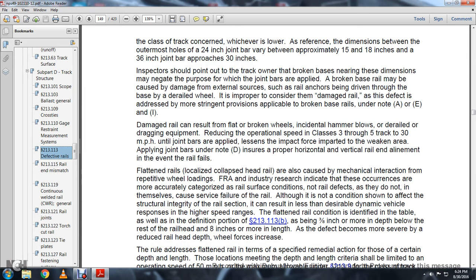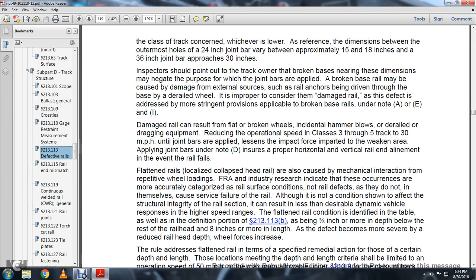The broken base of the rail may be caused by damage from external sources, such as rail anchors being driven through the base, or a derailed wheel. It is improper to consider that damaged rail as defective and address it under the more stringent provisions applicable to broken base rails under notes A through E and I.